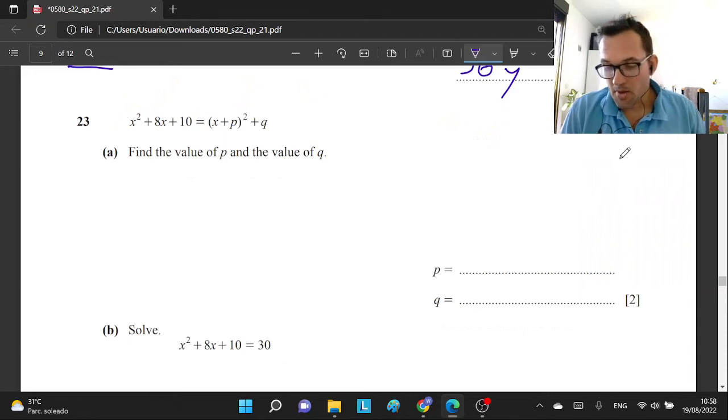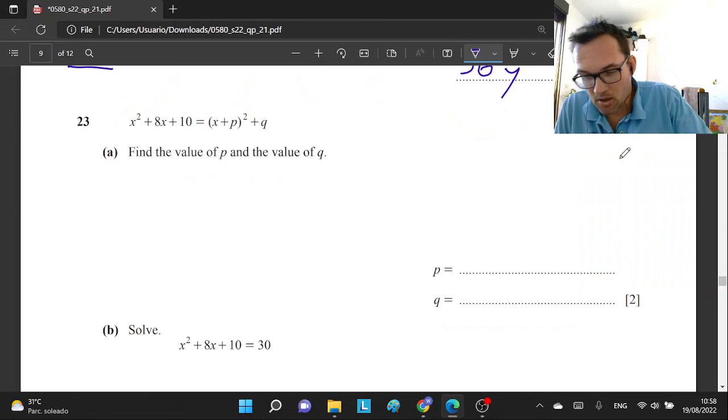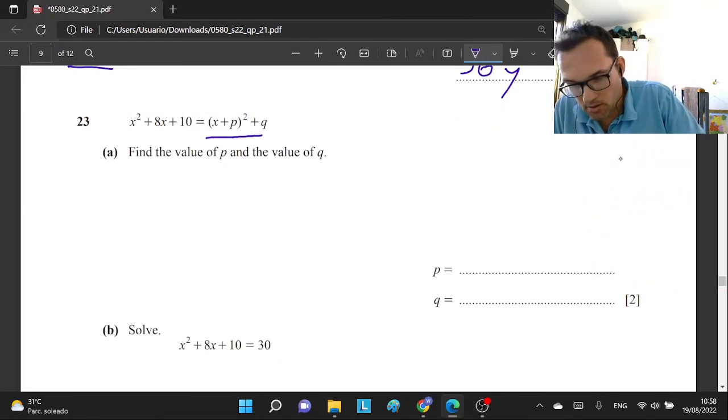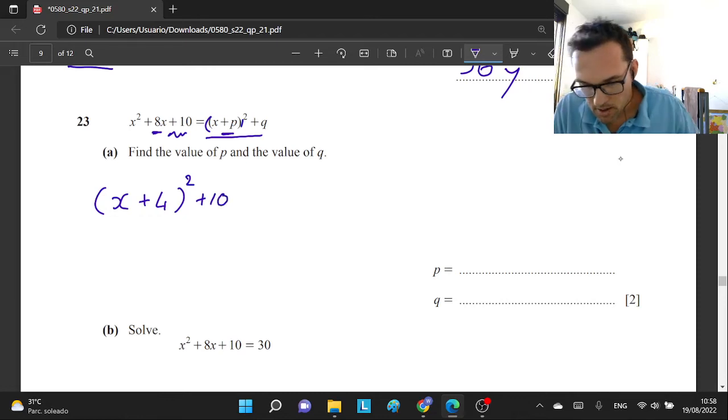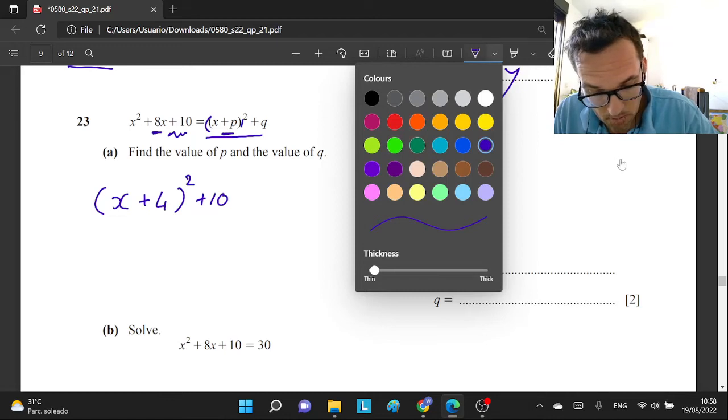Question 23. We got x squared plus 8x plus 10 and write it in the completed square form. So let's do that. So we're going to start making the brackets with the square. Then to get the p, we need to take the second term, the 8, and half it. So half of 8 is 4. Okay, and don't drop away that plus 10. Now remember, when we multiply out that bracket, you don't have to do this, just to keep you up to date what's going on.